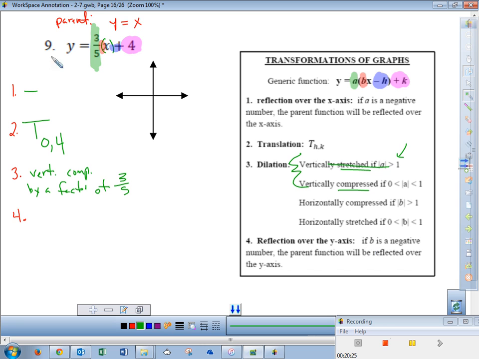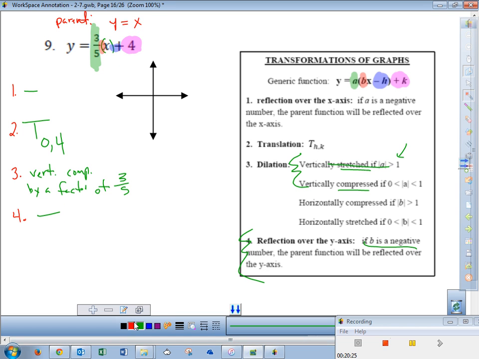What color of thing am I looking at in here? Green, red, blue, or pink? Red. And I'm looking to see if that red thing is what kind of number? Negative. Was it negative? No.